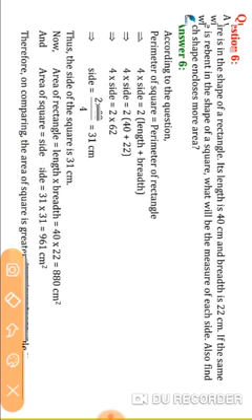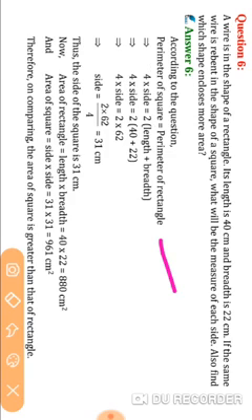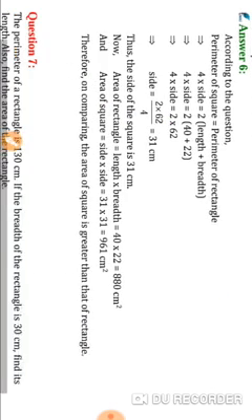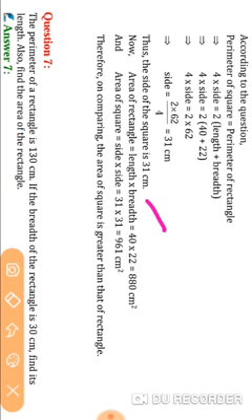According to the question, the perimeter of the square is equal to the perimeter of the rectangle. So 4 into side is equal to 2 into (length plus breadth). Length is 40, breadth is 22, substitute the values. 40 plus 22 is 62. Then 2 into 62 is 124, divided by 4, you will simplify, 31 centimeter. Then the side of the square is 31 centimeter.